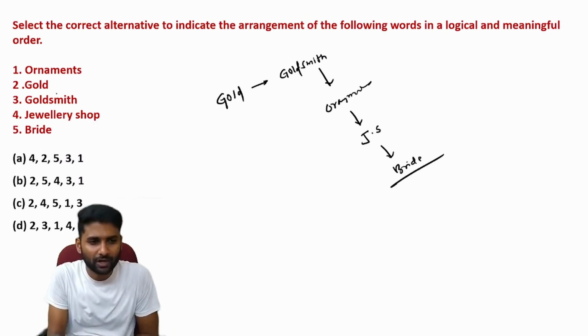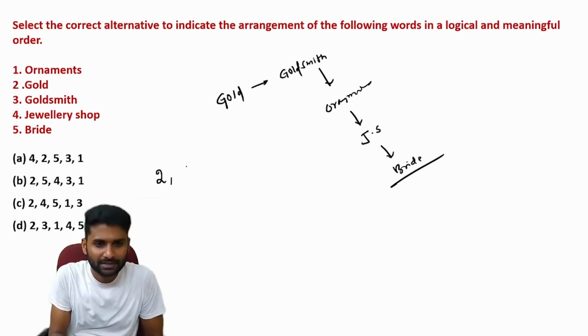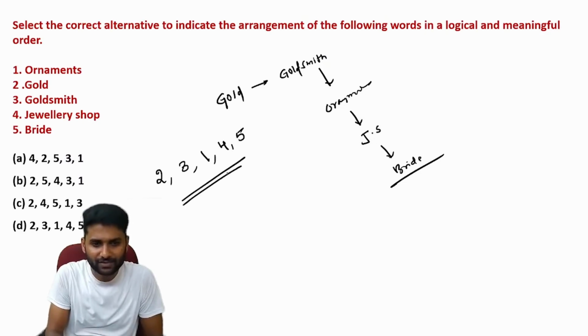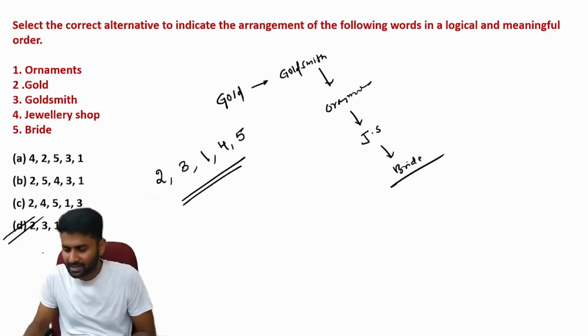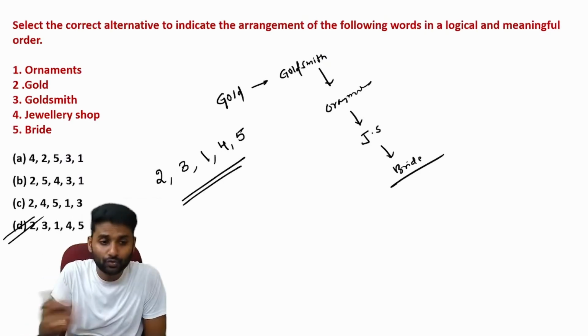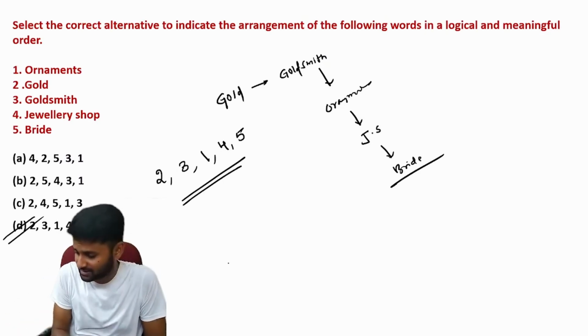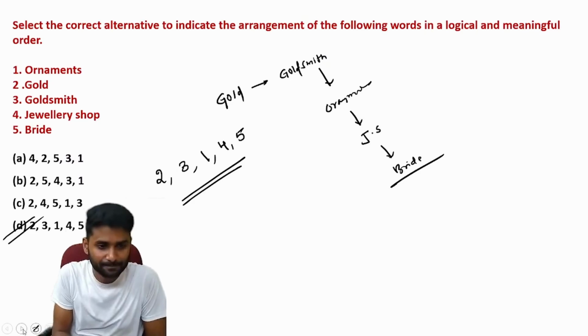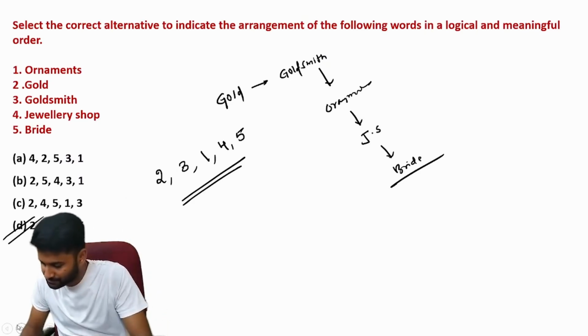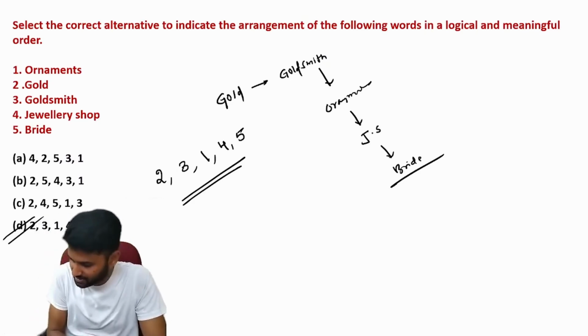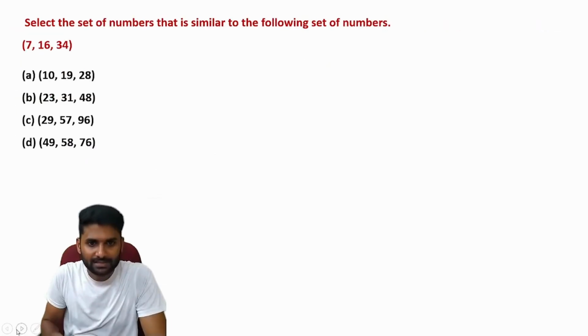So if you go through the order here, gold is 2, then goldsmith is 3. Now we have to move on to the ornament, 1, then jewelry shop 4, and bride is 5. So the logical sequence is 2 1 3 4 5, which is the correct answer. That is the logical sequence. Is it clear? Yes, very good, Razi.